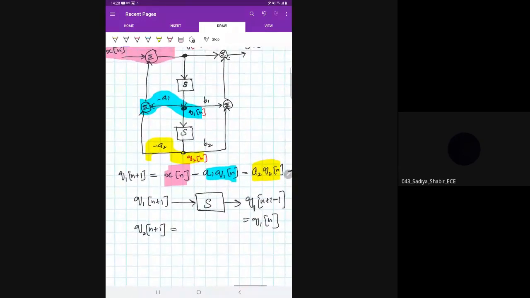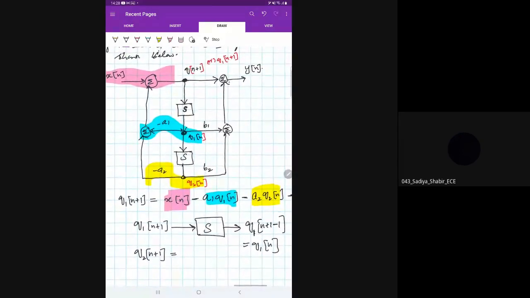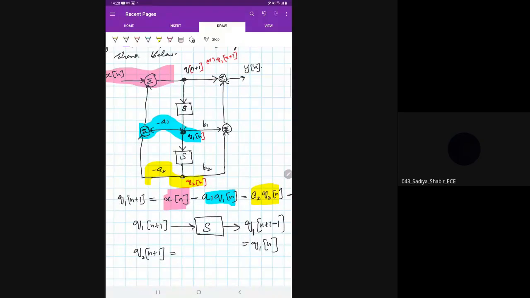q2n+1. Just a second. Give me a second. I'll check whether I'm doing a calculation. Yes, okay. q2n+1, it is equal to q1 of n. q2n+1 will be equal to q1 of n.